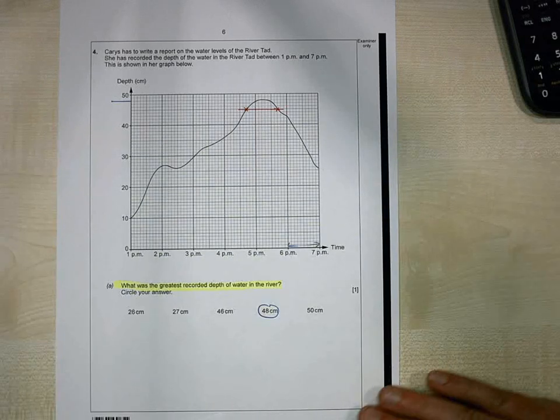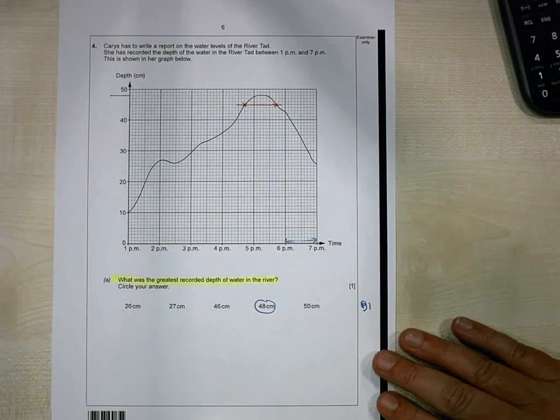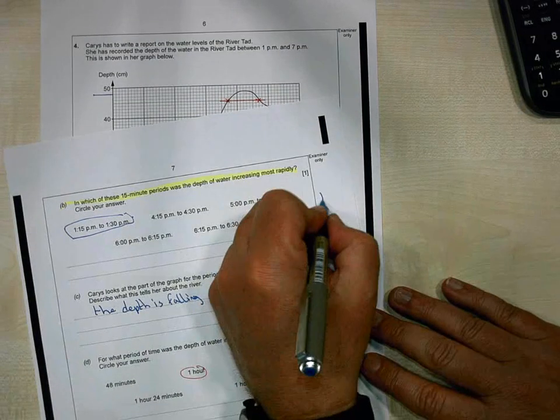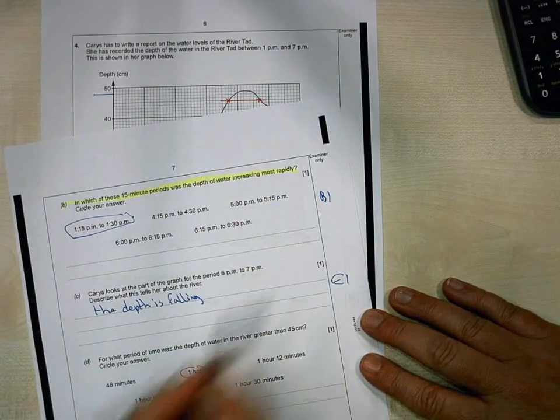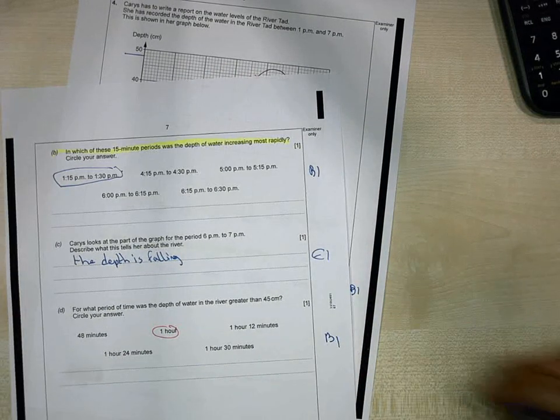So for that question, they're all 1, 1, 1, so that's a B mark. I'm looking for that. I need an explanation for that one, and I'm looking for the correct circled question for that one.